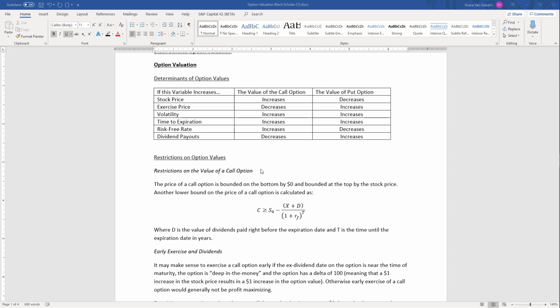Another lower bound and more realistic bound on the price of a call option is calculated as the value of the call option, that's C, is greater than or equal to the value of the stock price today minus the strike price plus the dividend, divided by 1 plus the risk-free rate raised to the power of the time. And what's key here is the dividend, where D is the value of dividends paid right before the expiration. So let me explain why.